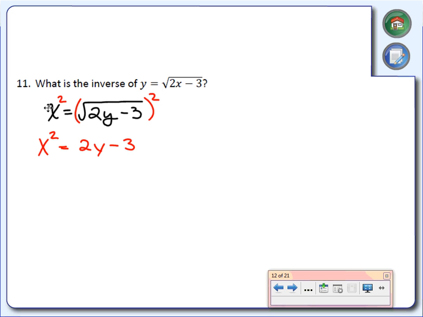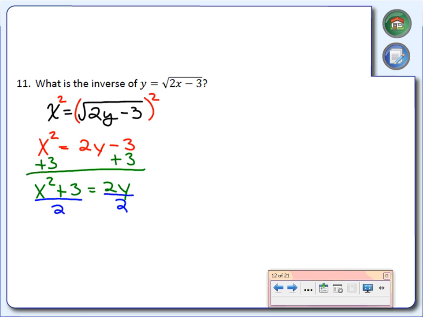I'm trying to get y by itself. So the next thing I'm going to do is move the 3. Opposite of subtracting 3 is adding 3. So now I've got x squared plus 3 is equal to 2y. Almost done. I want y by itself. So what do I need to do last to get y by itself? Divide everything by 2. Divide this side by 2 and divide this side by 2. Which means this is going to give me y equals x squared plus 3 all divided by 2.